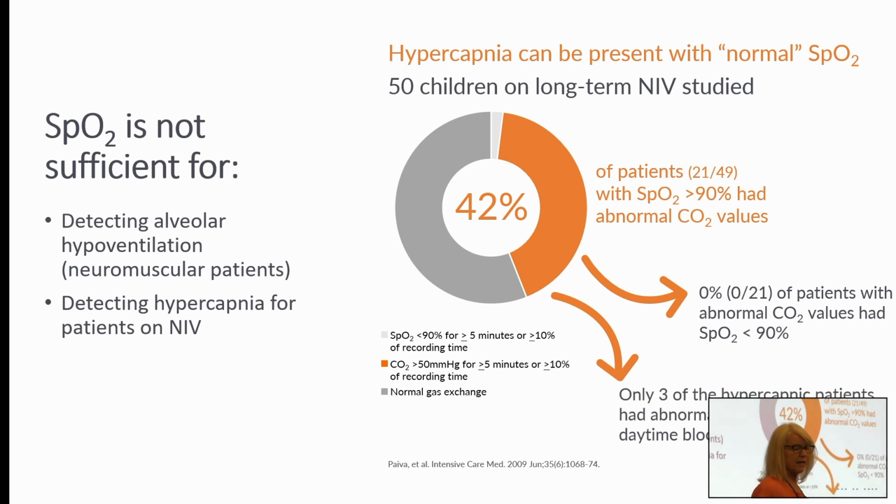Now in this study, only 3 of the 21 patients who had high CO2 at night had high CO2 on their daytime blood gas. And what that tells us is that not only is pulse oximetry not a good indicator of high CO2, but you also just can't look at their daytime blood gas to see if their nighttime CO2 is rising.